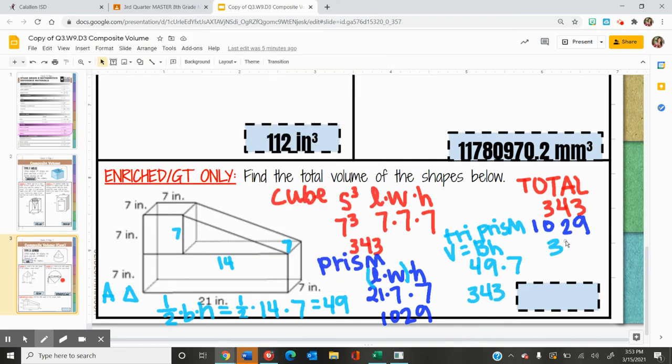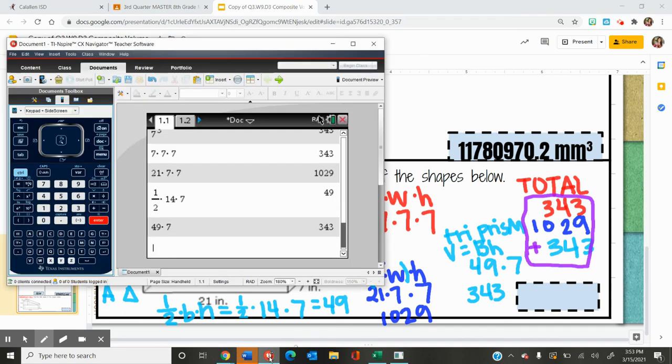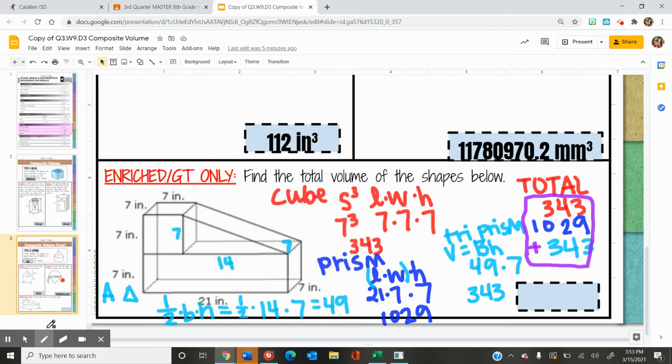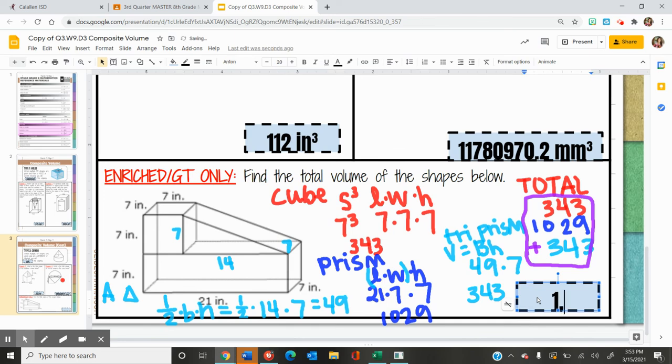So now for the totals, I'm going to add these together. In my calculator, 343 plus 1,029 plus 343 is 1,715 inches cubed. So that is my final answer. 1,715 inches cubed. Okay, so that was composite volume.